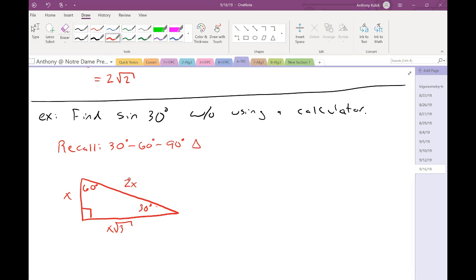So if I remember this, if I want to now calculate sine of 60, or I'm sorry, sine of 30, sine of 30 is opposite over hypotenuse, which just simplifies down to 1/2.